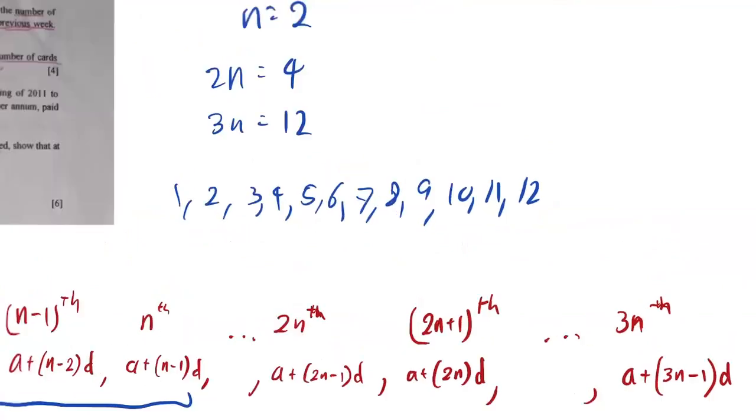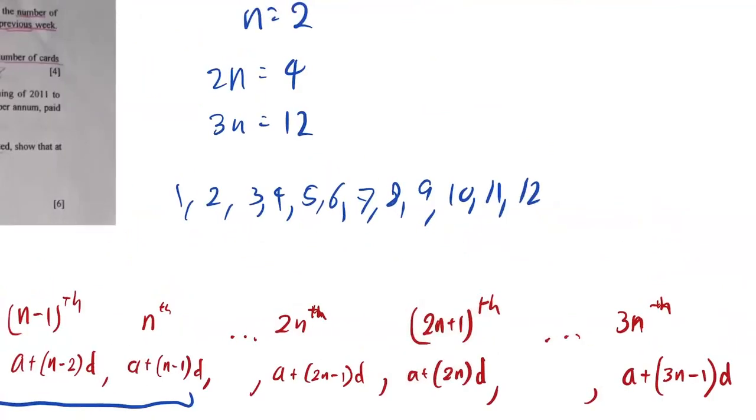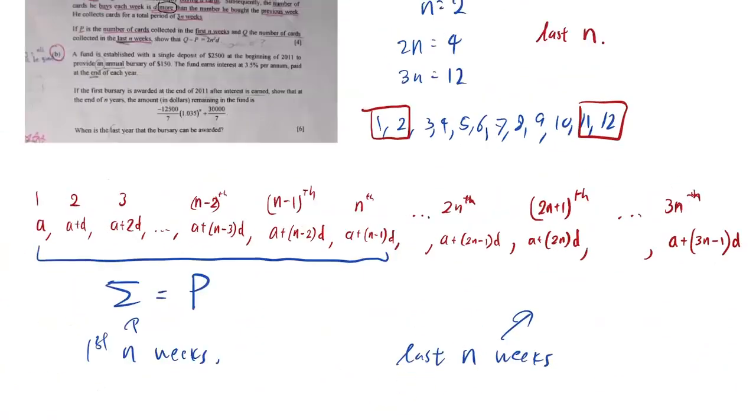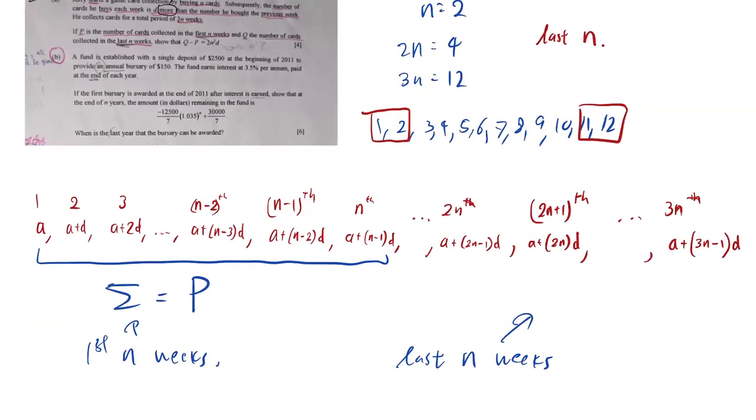First N weeks is referring to the first 2 weeks, right? So it means these first 2. How about the last N weeks? So it's 11 and 12. Actually, just 11 and 12. It's not 2N plus 1. Sorry, did I interpret wrongly? I think I did. You don't include 2N plus 1.